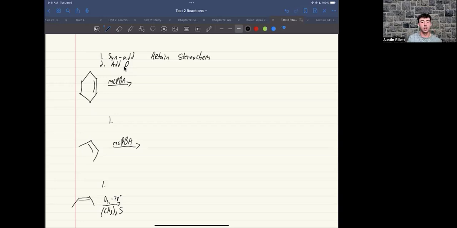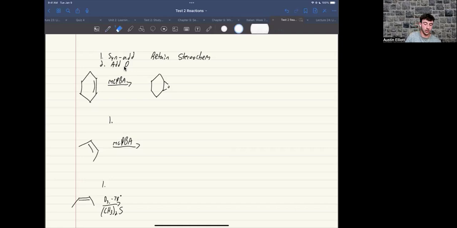With this first one, there's not really a lot going on. You just draw out the ring, and it pretty much just adds like this. Not much going on there. There's not a lot extra to draw.